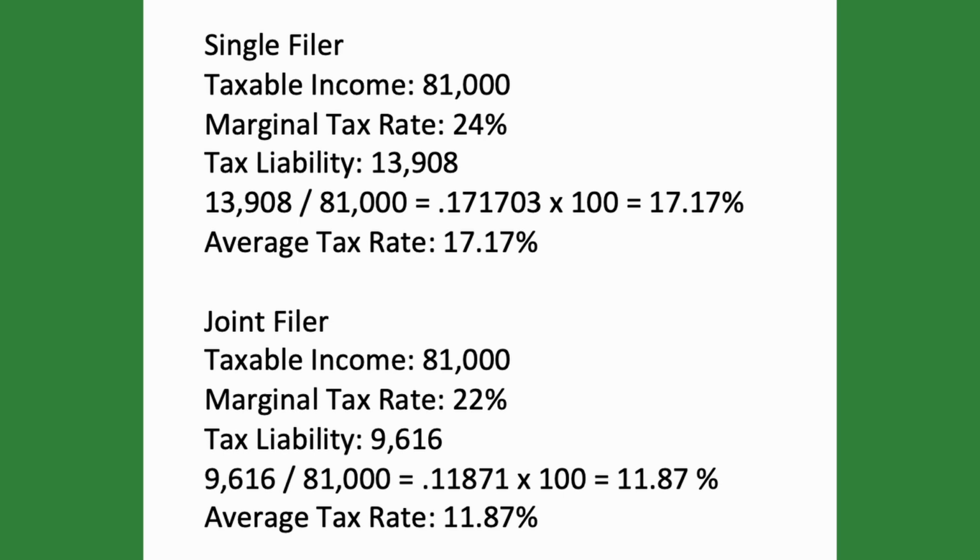And for the joint filer, $9,616 divided by 81,000 is going to come out to a tax rate of 11.87%.